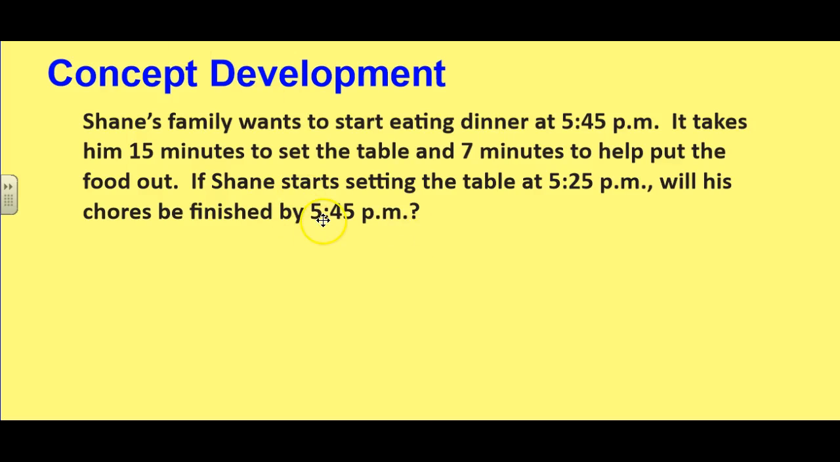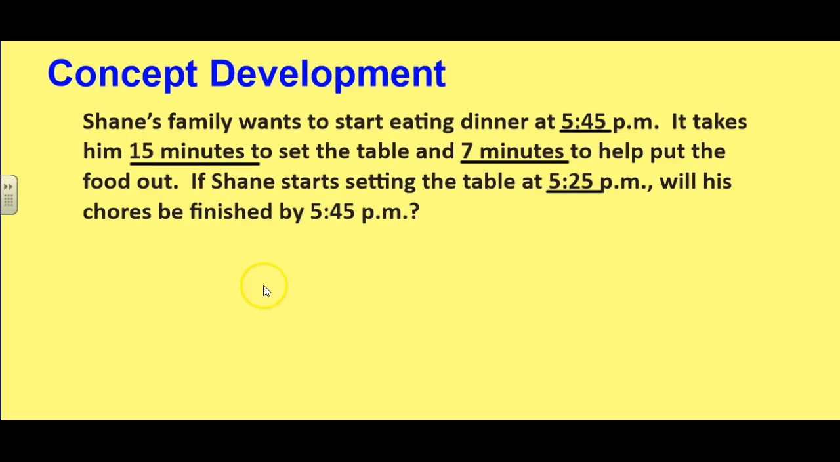Okay, so they just restated the 5:45 time, so we know that the end time, when they want to start eating, is going to be 5:45, and we know that he's going to start doing everything at 5:25. We know it takes him 15 minutes and 7 minutes to do everything that he needs to do before dinner is ready. So this is kind of like what we did before, where we have to take those minutes and add them to the time that he actually started doing this. And then what we're left with will tell us if he will have enough time to get all that done before it's time to start eating.